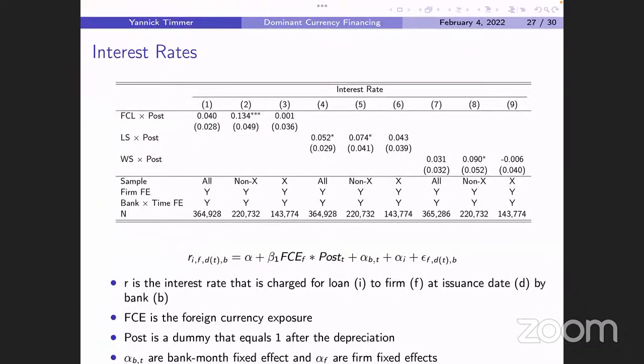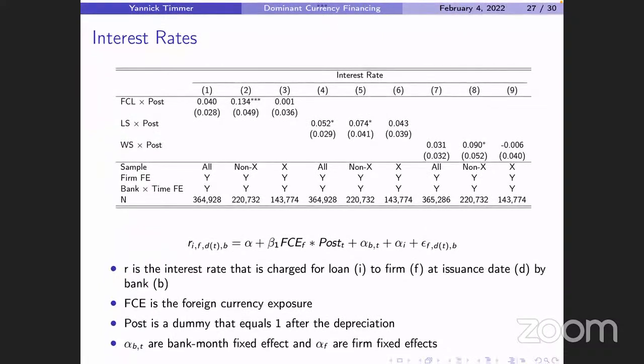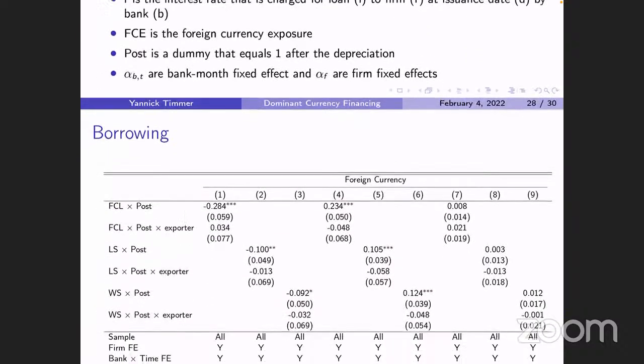We see that also in the interest rates. When you look at the interest rates charged at origination for the firms with more or less foreign currency borrowing, again, you see for non-exporters, the firms are paying higher interest rates during the depreciation if they want to get a new loan relative to firms that have less foreign currency exposure. And for firms that are exporting, again, that's not the case because the bank knows that their probability of default is much lower, being an exporter and being hedged against this depreciation.